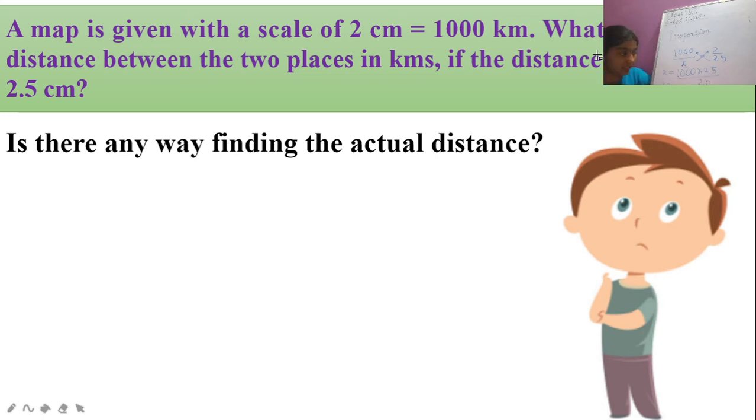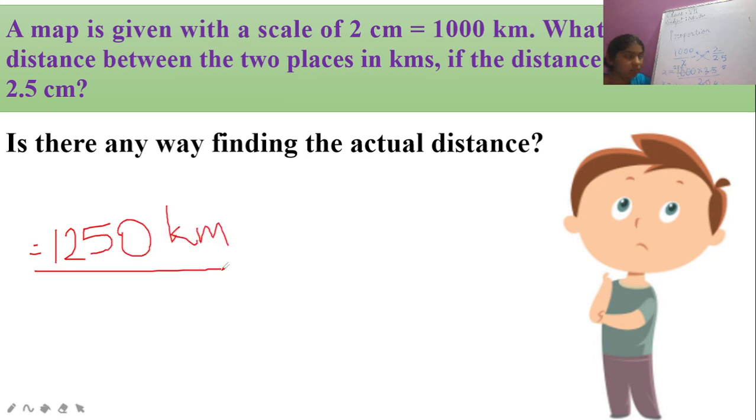So 5 5s are 25 and 5 4s are, and you can cut the 1000. So do you get 250 into 5? So what is the correct answer students? Write down your answer in the comment box. Yes, we get the answer as 1250 kilometer. Okay, so students, in the way of a proportion we can also do this question.